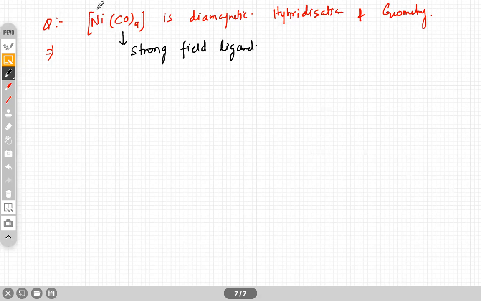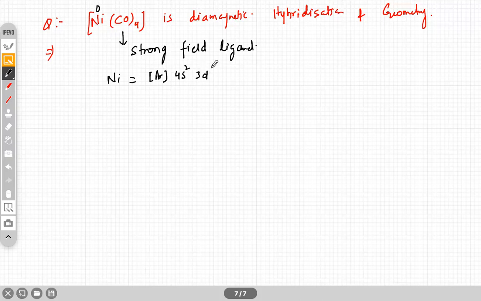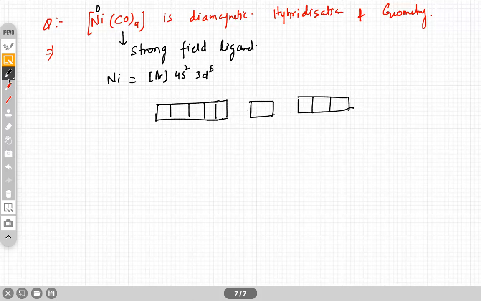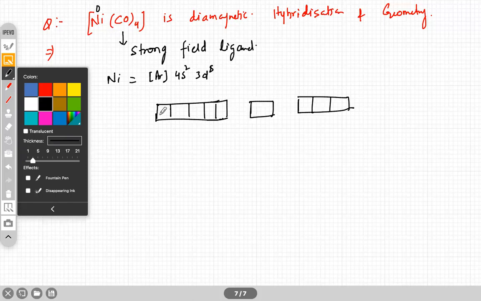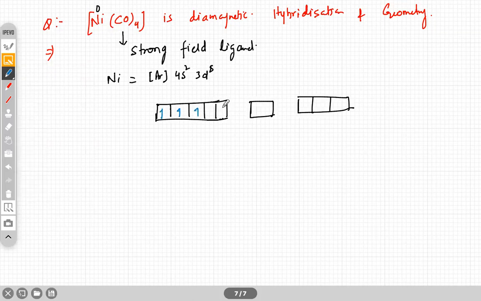The oxidation state of nickel is zero here. Hence, Ni is argon 4s2 3d8. So this is the 3d orbital, then 4s and 4p. Since it is coordination number 4, we require only 4 vacant orbitals. 3d has 8 electrons: 1, 2, 3, 4, 5, 6, 7, 8. And 4s will have 2.